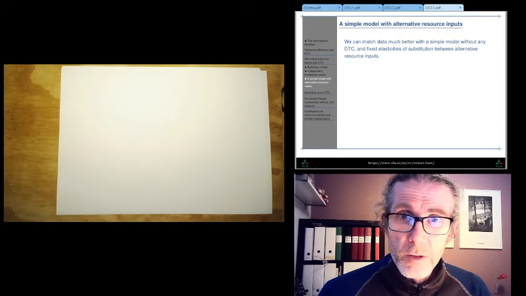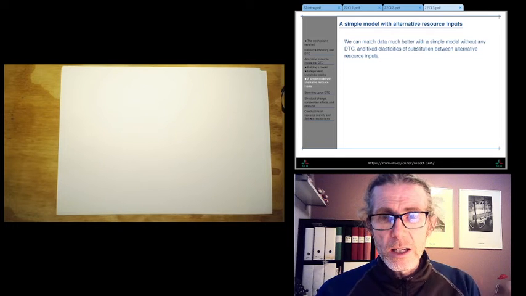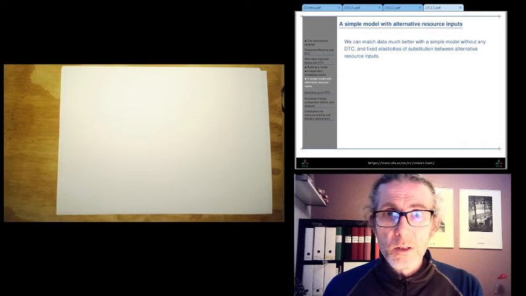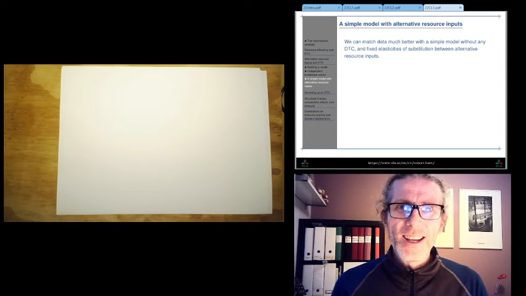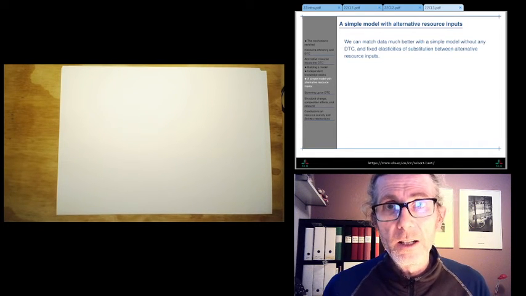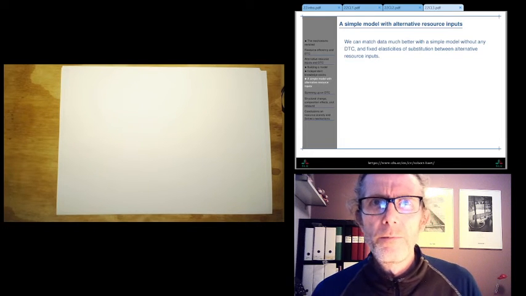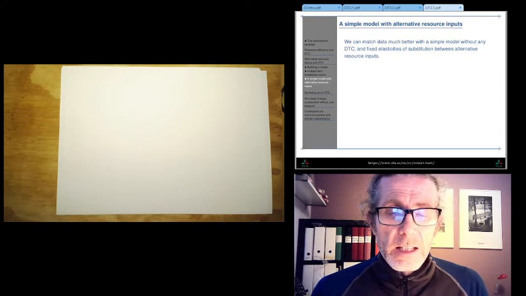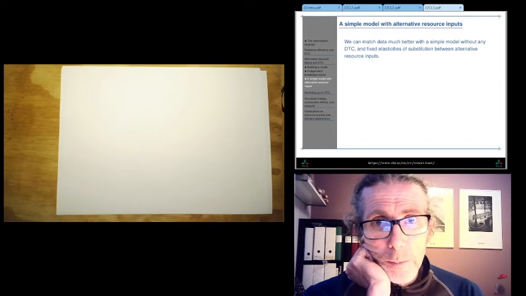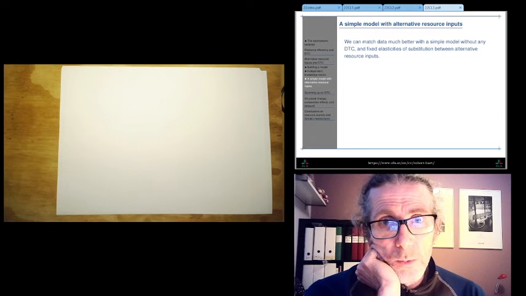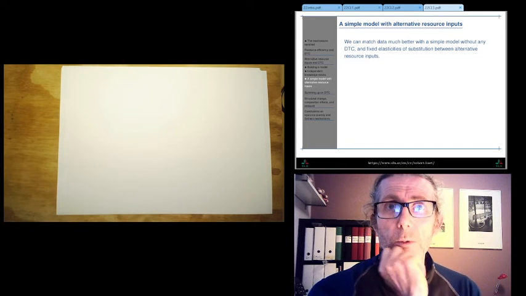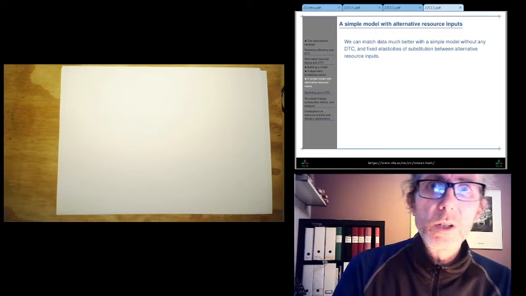And an extreme version of the DTC model said actually we're going to move completely from one resource to another. But in fact, if we've been using one resource and not the other for a long time, then it's going to be very hard to shift because we're going to get locked in. And that really didn't fit the data very well. It turns out that a much simpler model without any DTC and just with a fixed substitutability between the inputs does a much better job of matching the data. We're just going to look at that now.